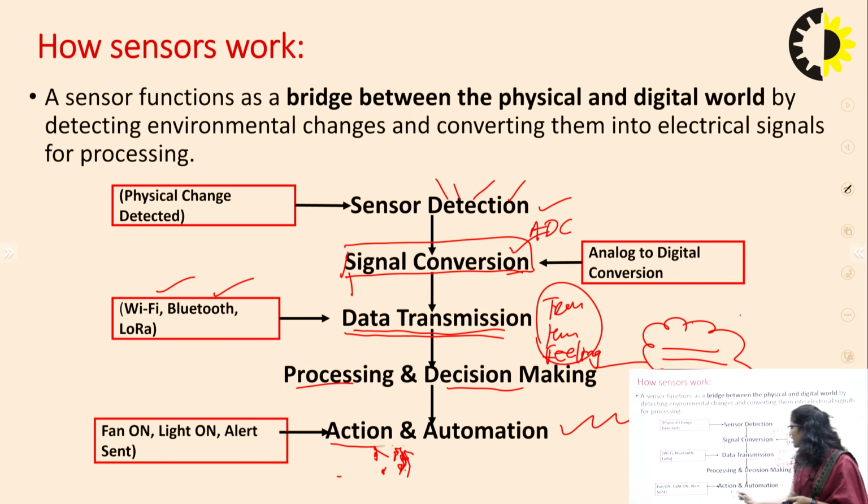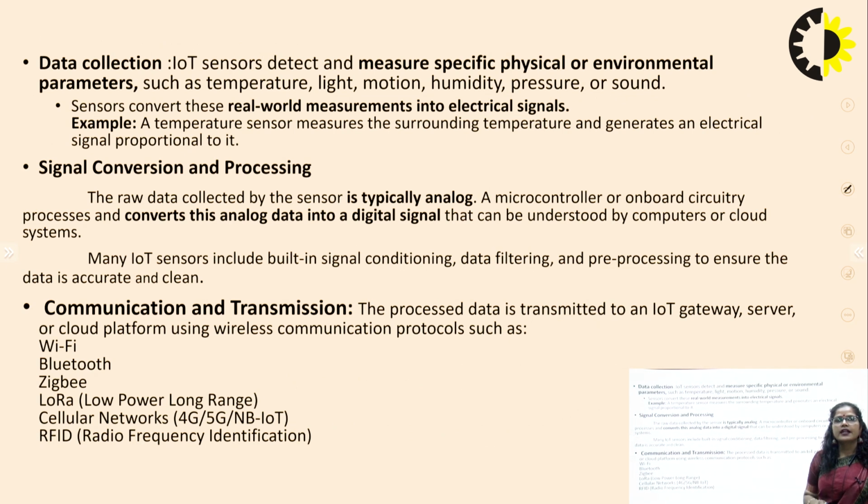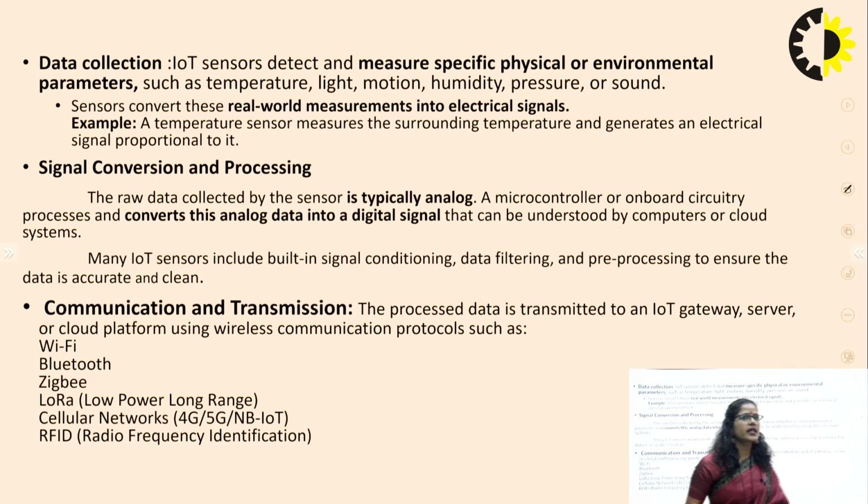And the last step is action and automation, because IoT works automatically without human intervention, and this is done only after receiving the exact information from the environment. So this is the basic structure, we can say the working approach of the sensors, in which we go through a number of steps, and these steps are designed in sequence, right.